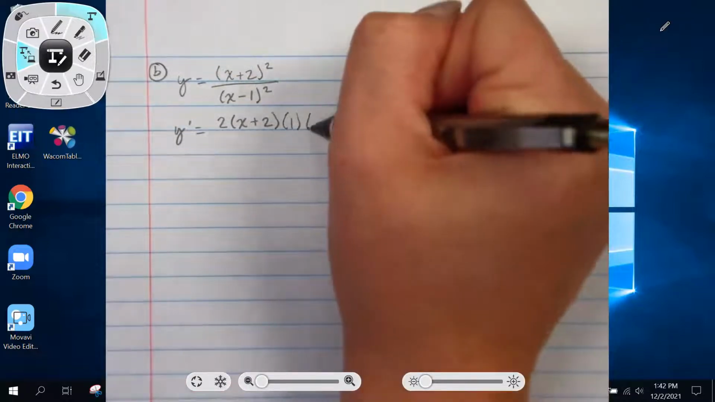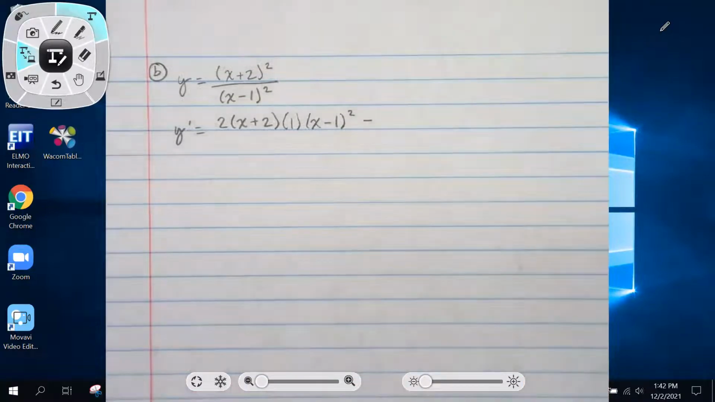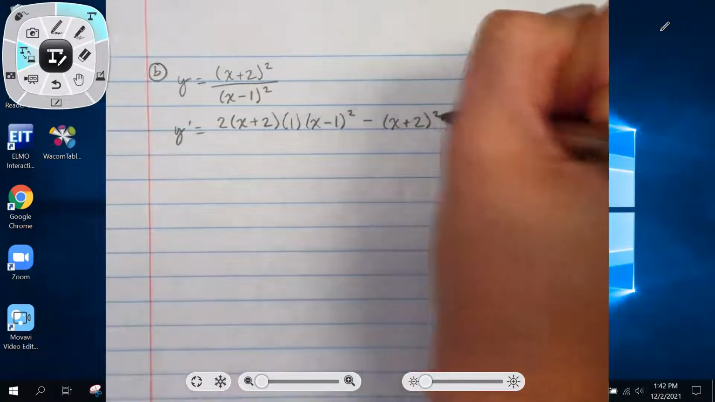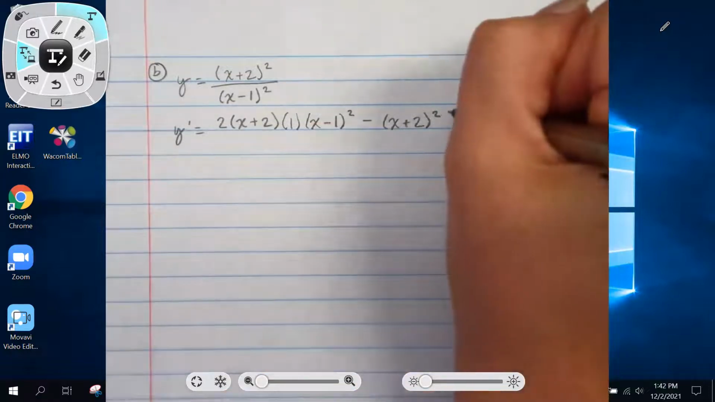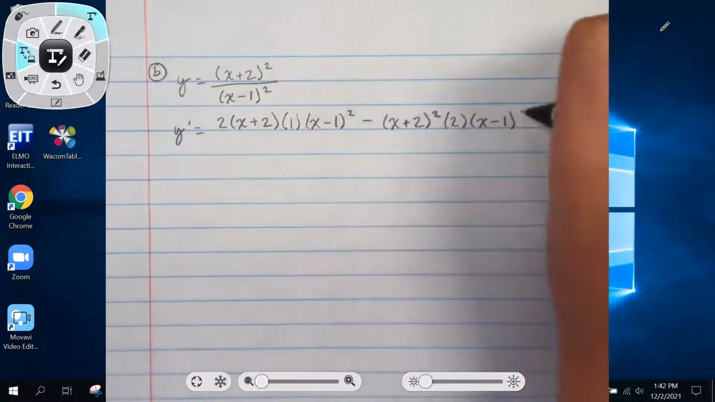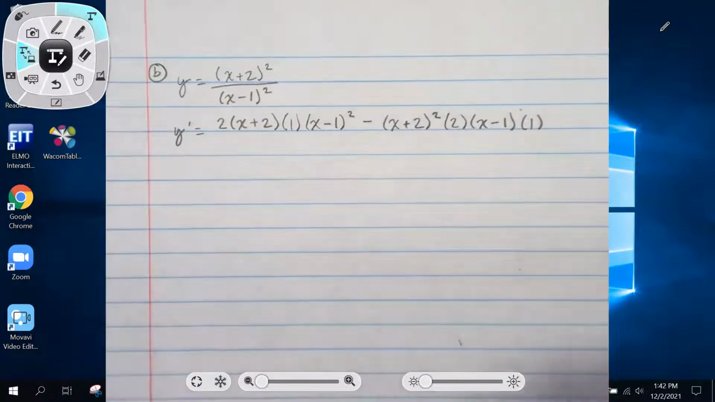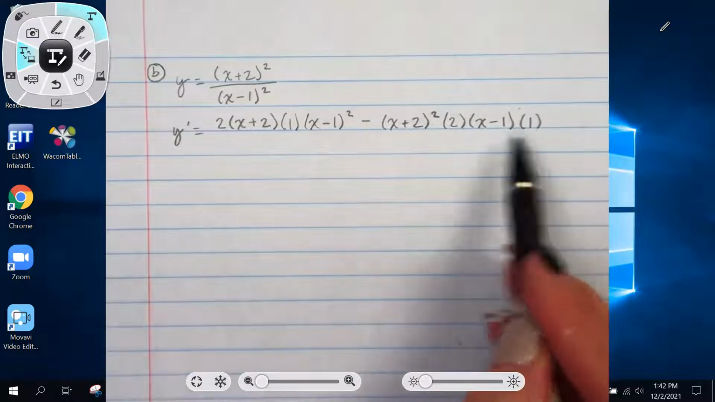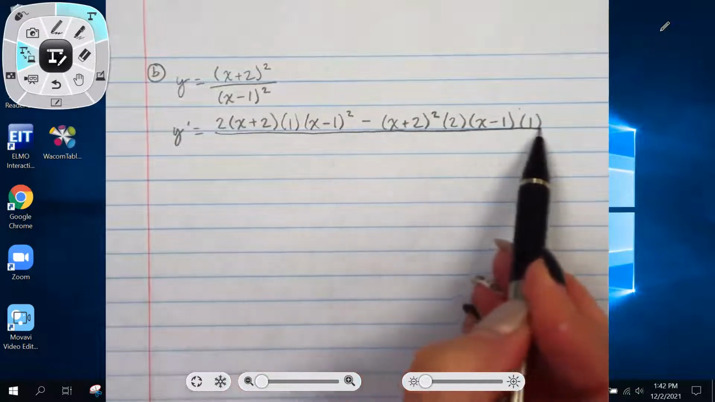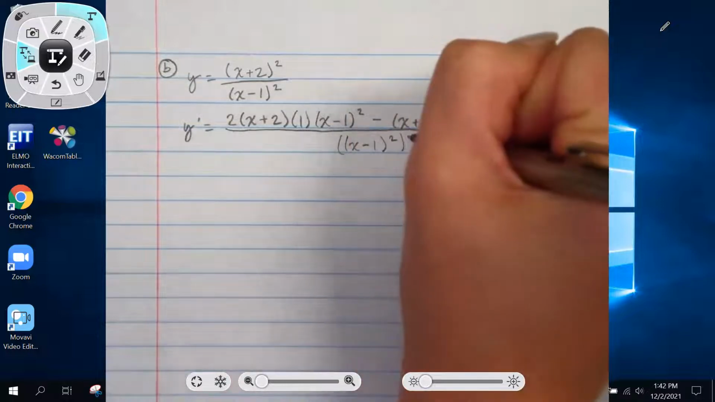Okay, and then that gets multiplied by the denominator as is, minus the numerator as is, times the derivative of the denominator. So times 2 times x minus 1 to the first power times the derivative of x minus 1, which is also 1. So the chain rule, again, doesn't really change anything here, but you do need to recognize that that is a chain rule function. All of that over the denominator, which is x minus 1 squared, squared.